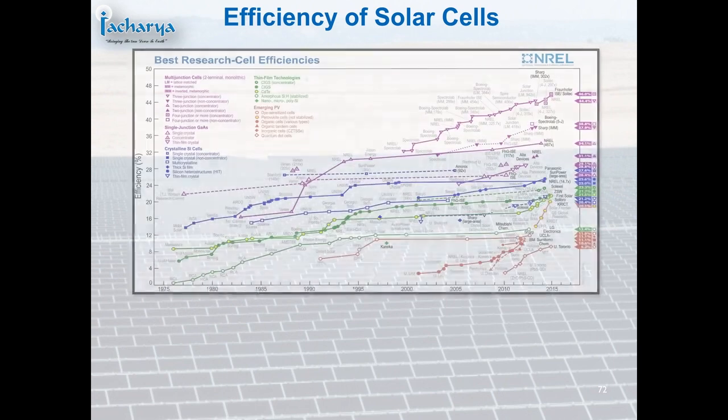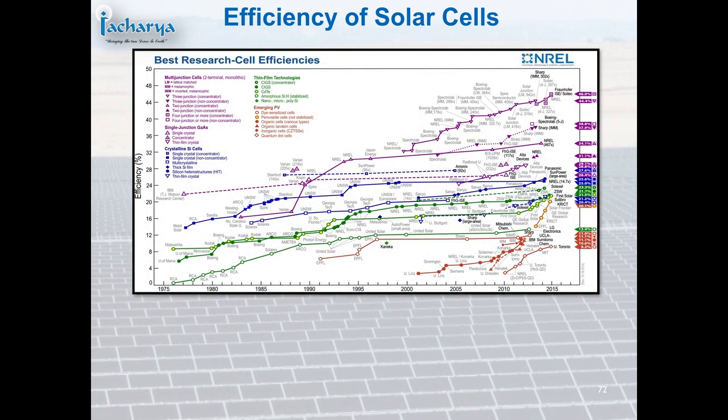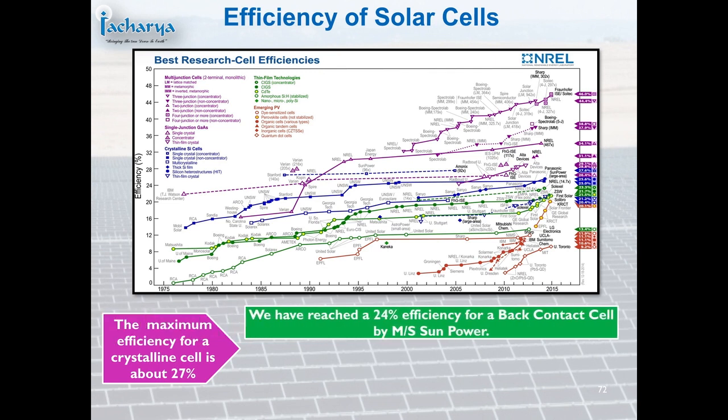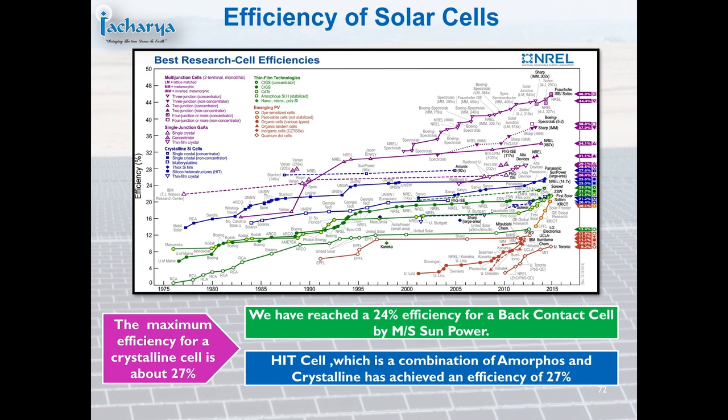Efficiency of solar cells. This slide depicts the efficiencies of the solar cells that are in practice and R&D over the years. The maximum efficiency that can be reached for a crystalline cell is about 27%. As of today, we have reached 24% efficiency for a single crystal cell, an efficiency for a back contact cell by M/S Sun Power. HIT cells, which are a combination of amorphous and crystalline, have achieved an efficiency of 27%.